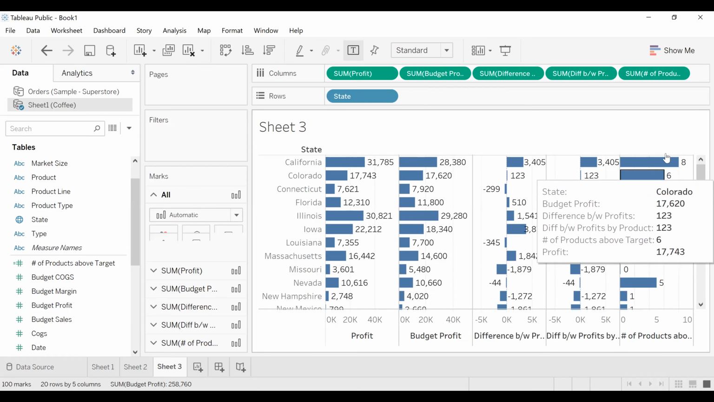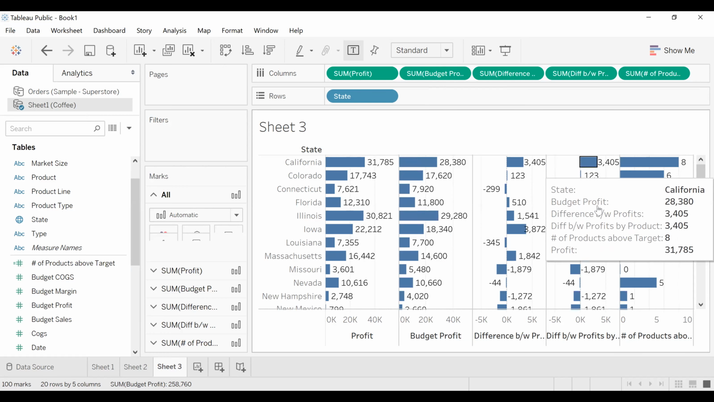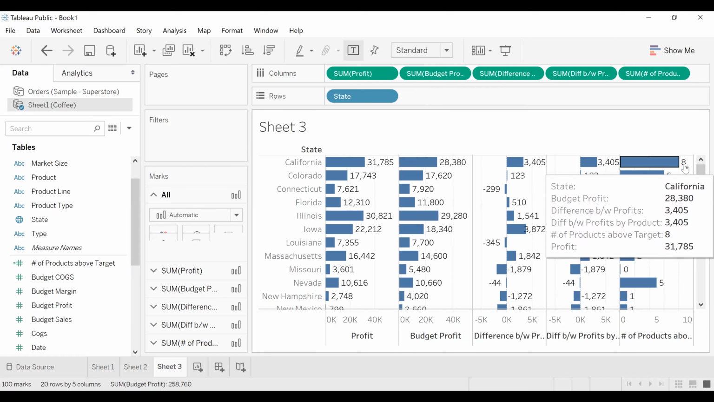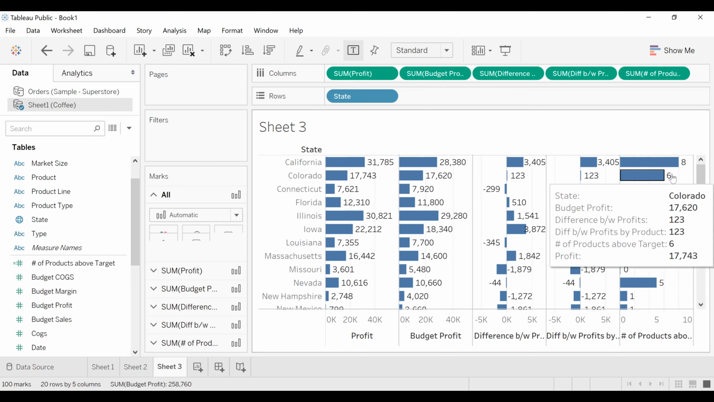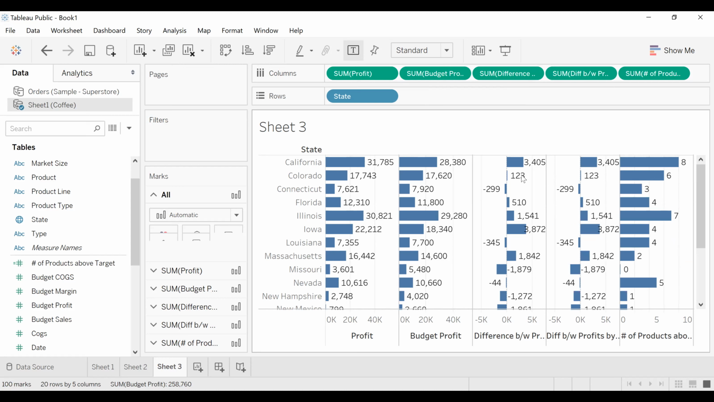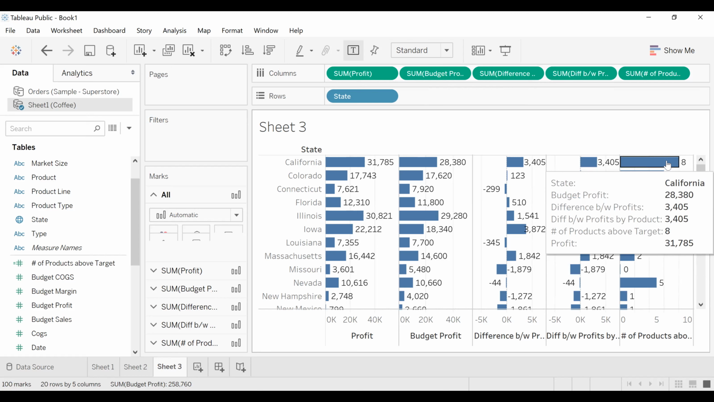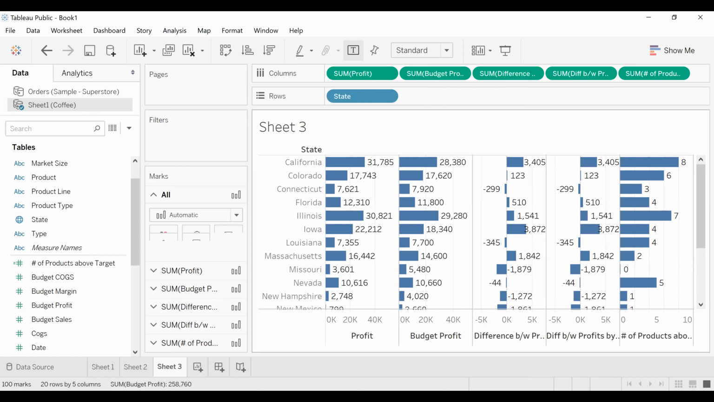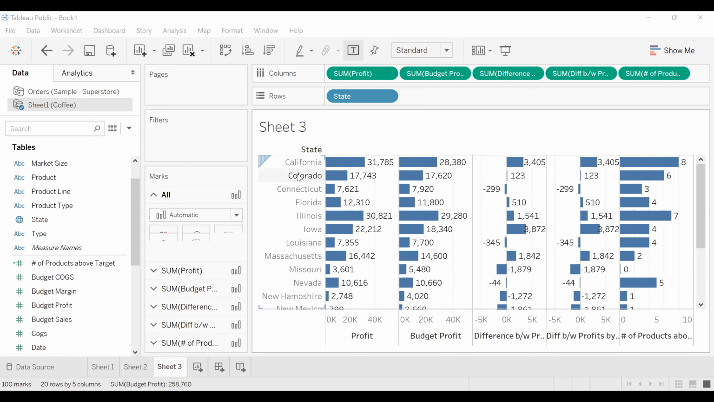So you will see California has 8 products. We have counted 8 products. So California has 8 products, and the other states have 6, and some have 3 and 4. So what is the requirement again? The percentage I want: the percentage of products that are meeting their profit target in each state. So I need to divide this 8 by the total number of products present in California. Similarly, 6 divided by the total number of products which are part of this state.